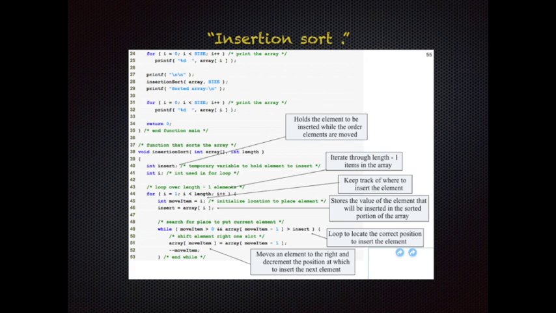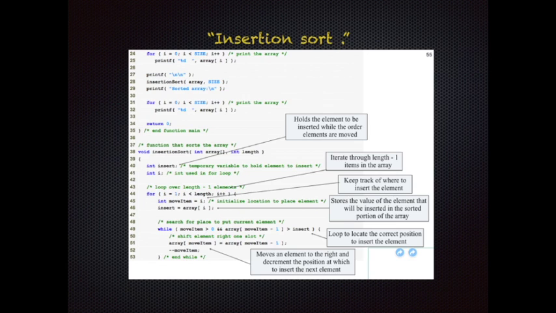portion of the array. Then after that, it searches for a place to put the current element. After it searches, it's going to do a loop sequence to locate the current position to insert the element. After that, it's going to shift the element right one slot. So it's going to move an element to the right, and not only move it to the right, but it's going to decrement the position at which to insert the next element.